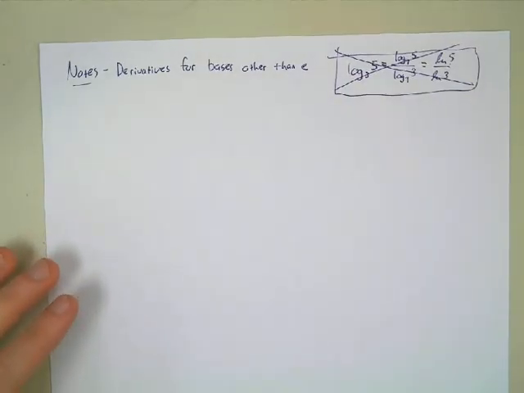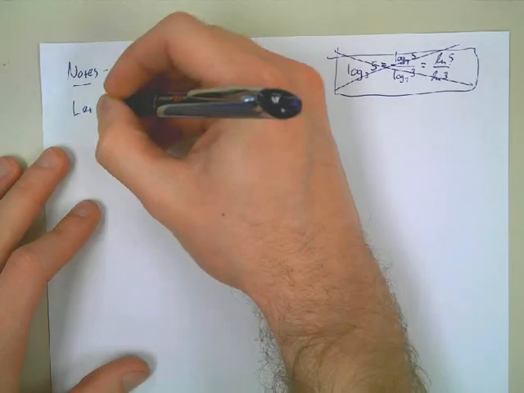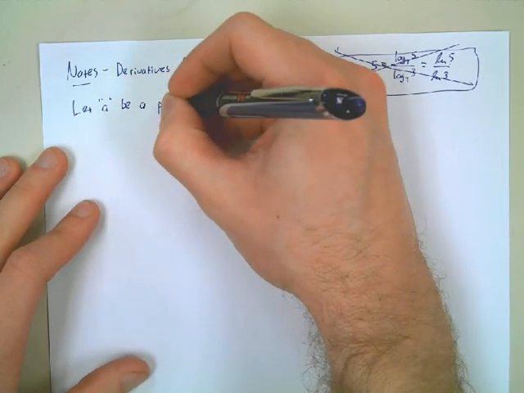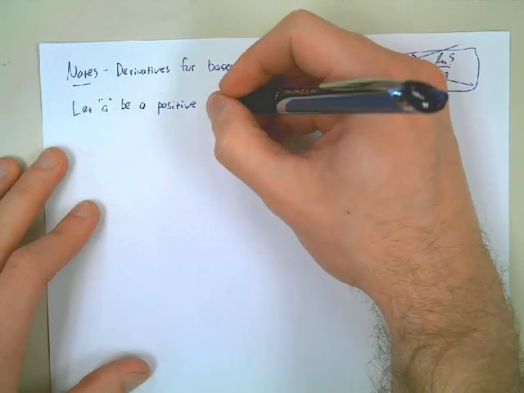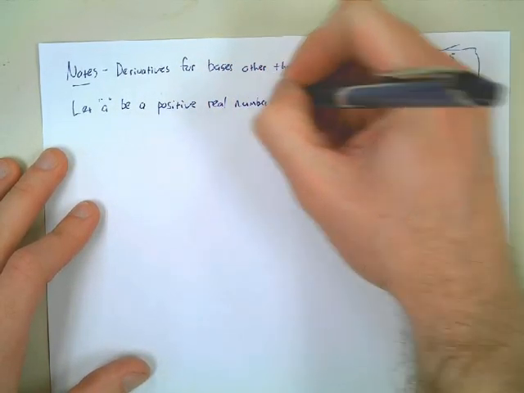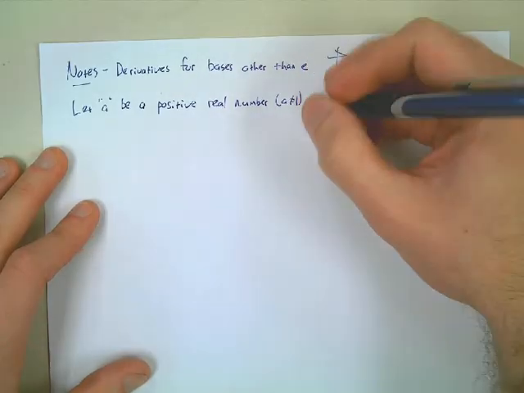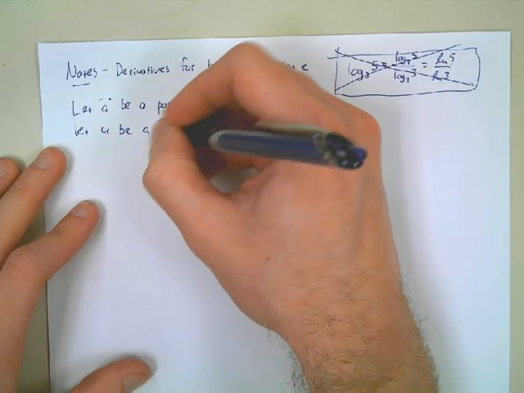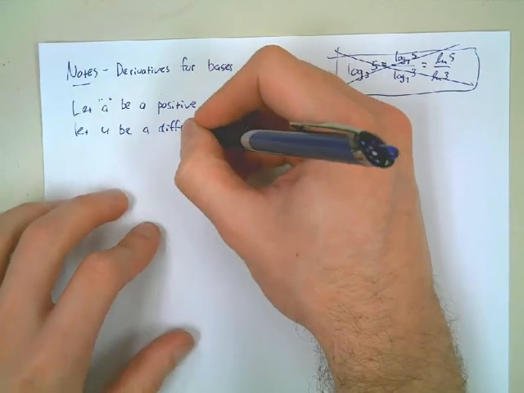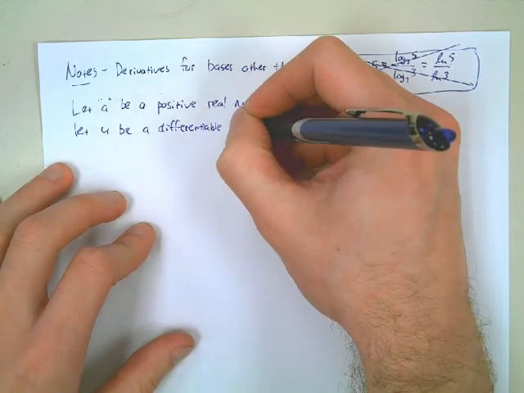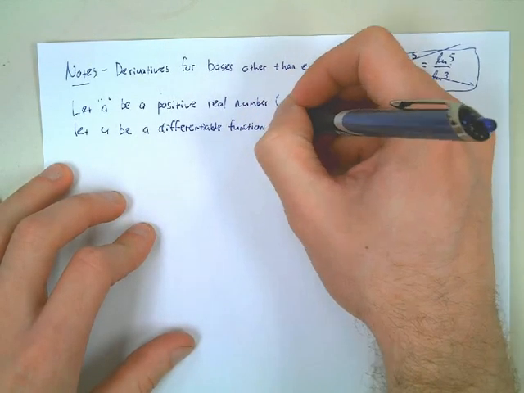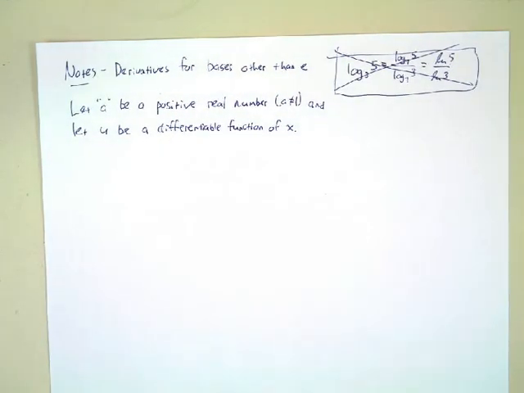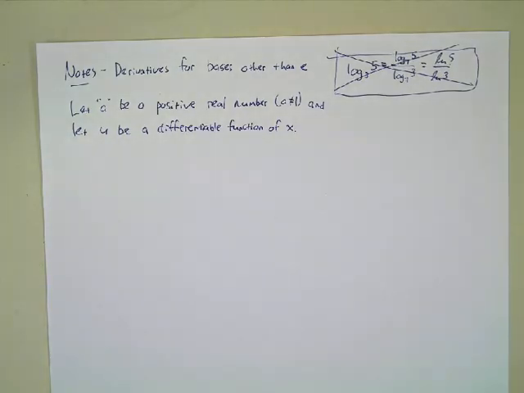Okay, now, let a be a positive real number, a not equal to 1. And let u be a differentiable function of x. Okay. Right, so that's our standard way we write things out to start.